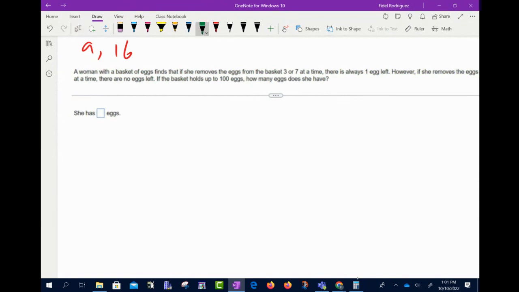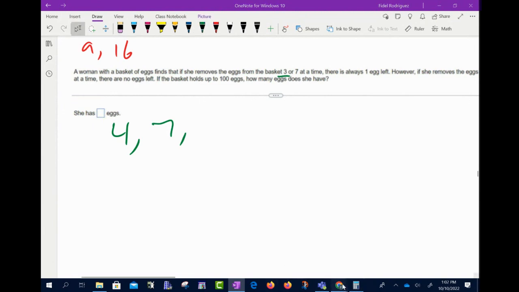Okay, let's think about it this way. Anytime she takes out 3 at a time, there's always one left. So let's think about the multiples of 3. What's 3 times 1? 3, right? But there's always one left. So that would mean I'm thinking about 4 eggs, right? Because if I took away 3, there'd be one left. What's 3 times 2, you guys? 6. But one more is going to give me 7.